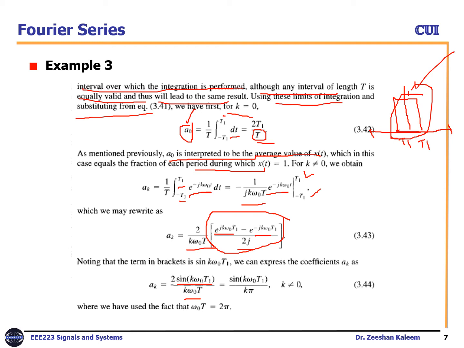Where omega naught T is equal to 2 pi, so when you put the value of omega naught T as 2 pi, the 2 will be cancelled out. So ak equals sin(k omega naught T1) over k pi for k not equal to 0. This is the condition because we already have an equation for k equal to 0, which is this one. So this is valid for k not equal to 0, so k equals 1, k equals minus 1, and so on.